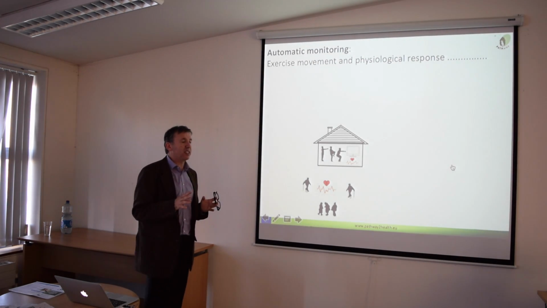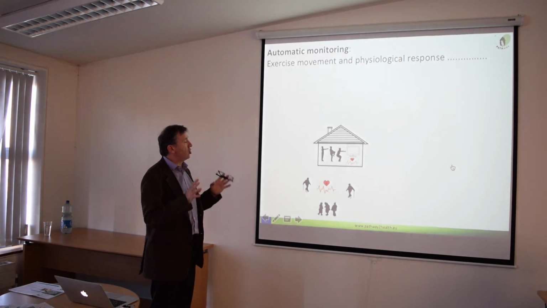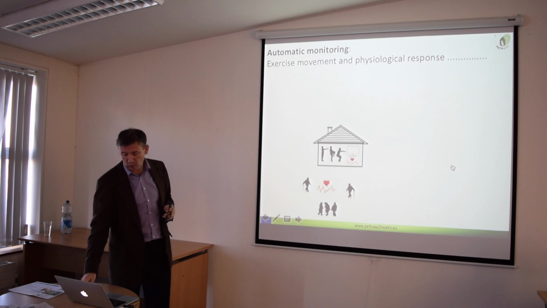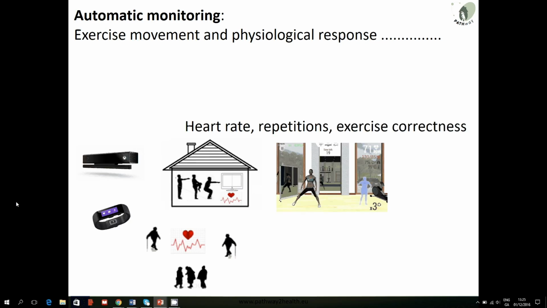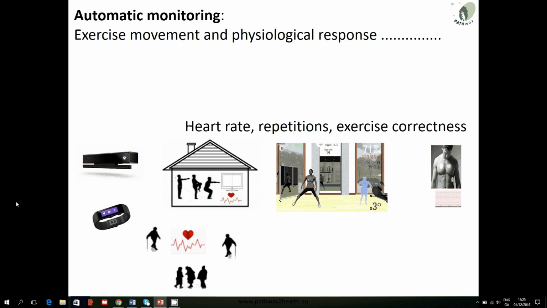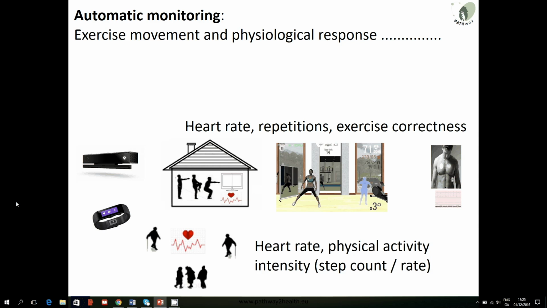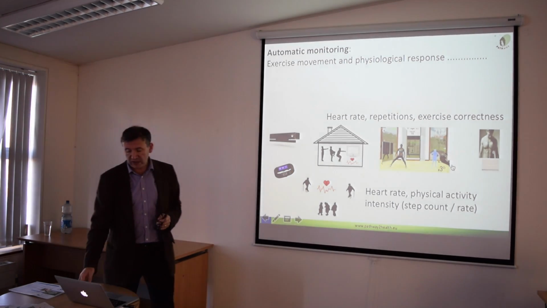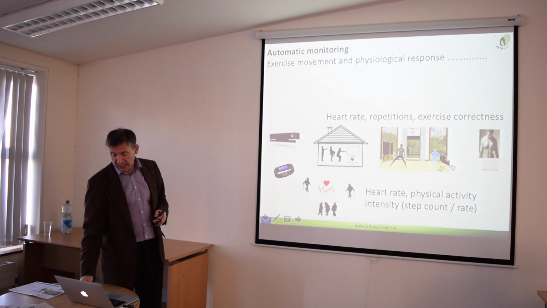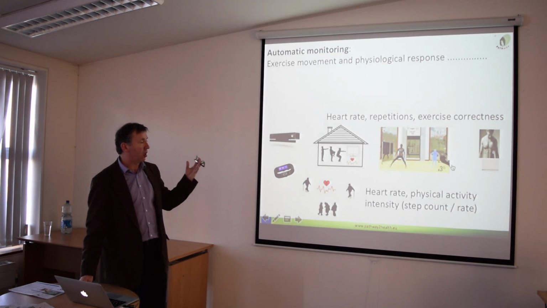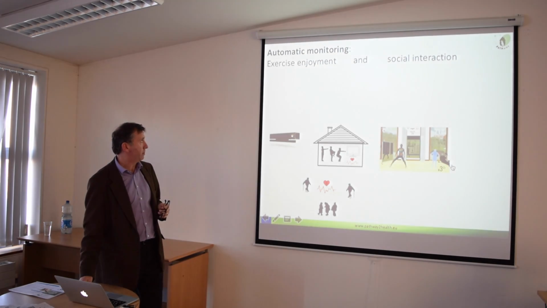As I said, we have a number of sensors, and we use these sensors to optimize the training experience for them. So we have a heart rate, repetition, and exercise correctness that we monitor inside. And as I said, we can have an ECG measure as well. And when they're outside, we can measure using the wristband the amount of physical activity and the intensity of that physical activity outside as well. And use all of this information to optimize the training intervention, the rehabilitation experience for them.